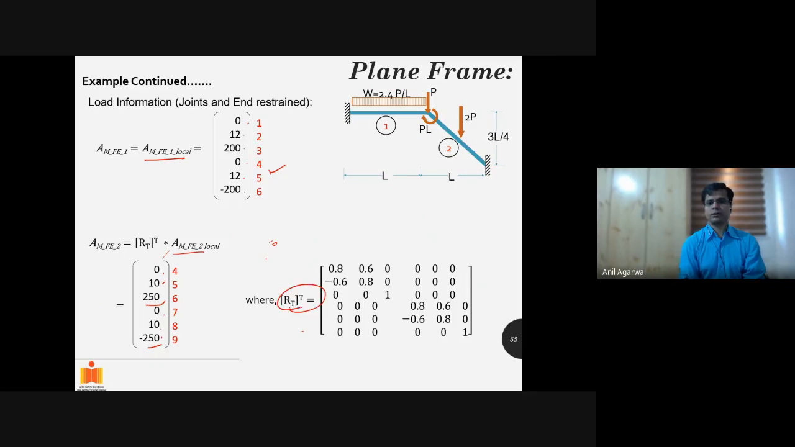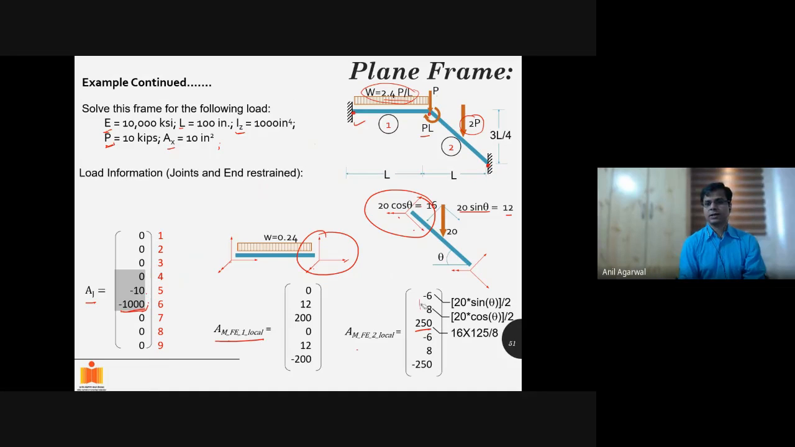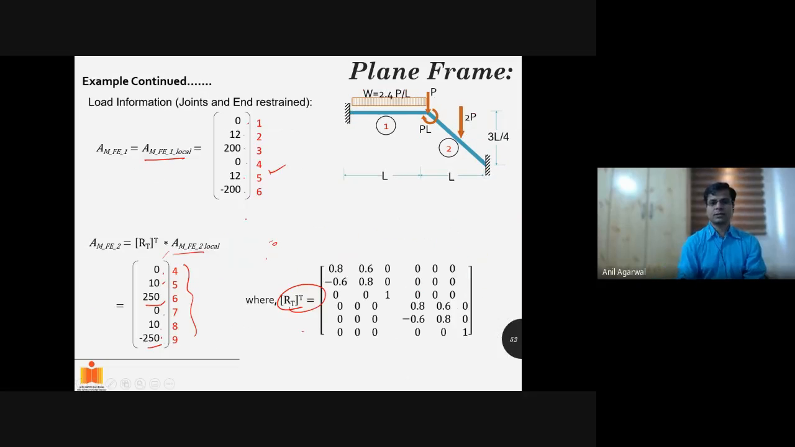Basically, I have pre-multiplied with this matrix, and this is what I got. But the forces have changed. So initially, it was -6 and 8. So -6 has become 0, and 8 has become 10. You can physically also see you had this member and this force acting, and this was the global coordinate system.